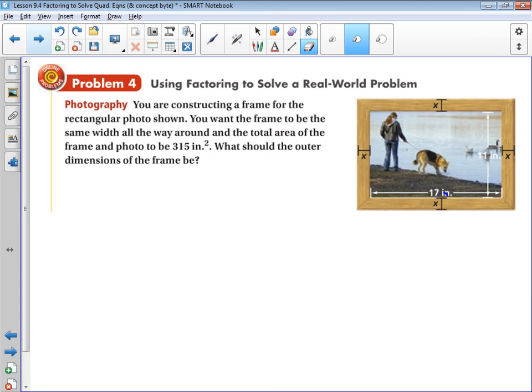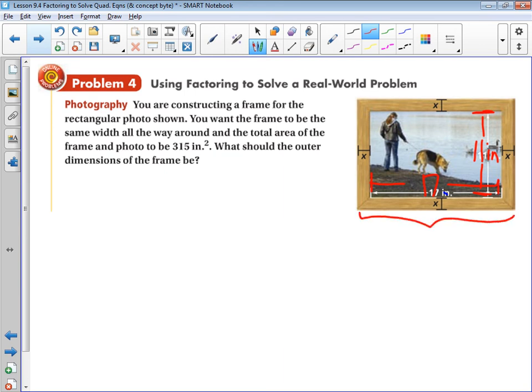So if you look closely, it might be difficult to see on your screen, so I'll write it in a different color. The height of the picture is 11 inches and the width is 17 inches. That means the total dimension of the whole frame and picture from left to right is x plus 17 plus x, or 2x plus 17. And that means the total height is x plus 11 plus x, or 2x plus 11.